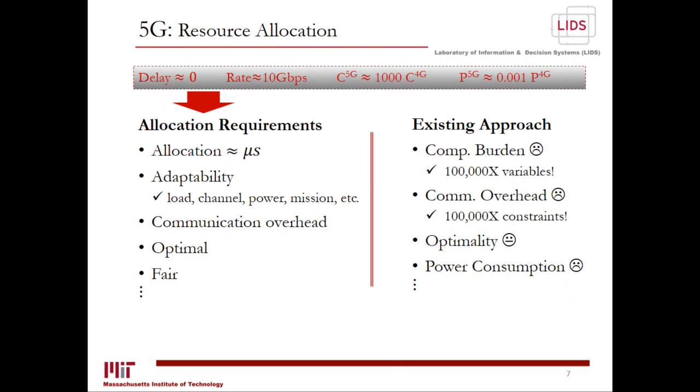In order to satisfy these requirements, we should directly reflect these requirements into the allocation mechanism. We need an allocation mechanism that allocates resources on a microsecond scale. We need an allocation mechanism that is adaptable, which means that it has to be load dependent, channel dependent. It has to depend on power consumption level of these devices, and it has to depend on the mission. The communication overhead of the allocation mechanism is so important, because we want to have a low communication overhead, despite the fact that at this moment in 4G networks, there is so much handshaking between the base station and devices, and this consumes so much bandwidth.